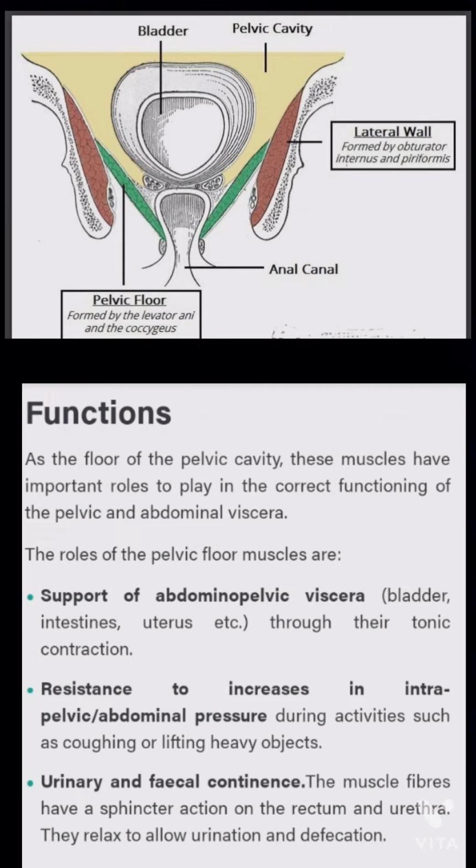The muscle fibers have sphincter action. What is known as sphincter action? When the muscles of the pelvis relax, we are able to urinate and defecate, like we can pass stool when the muscles relax.